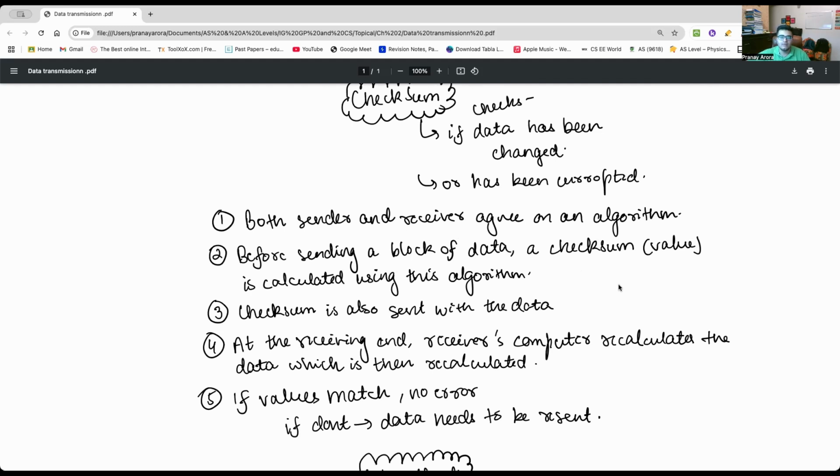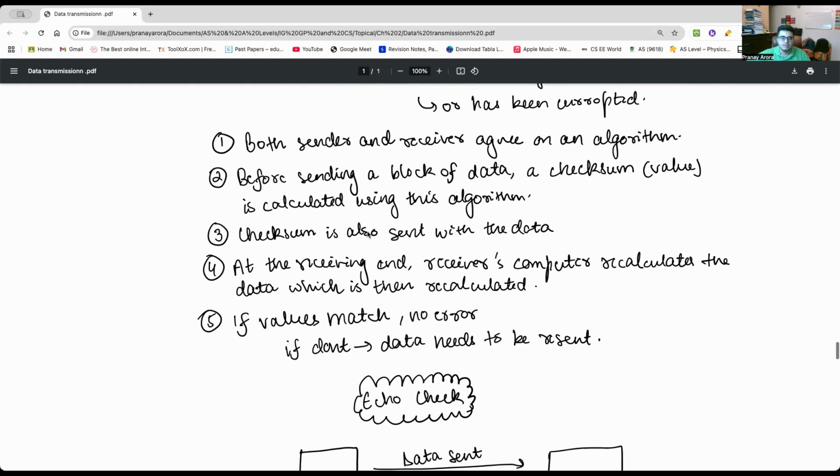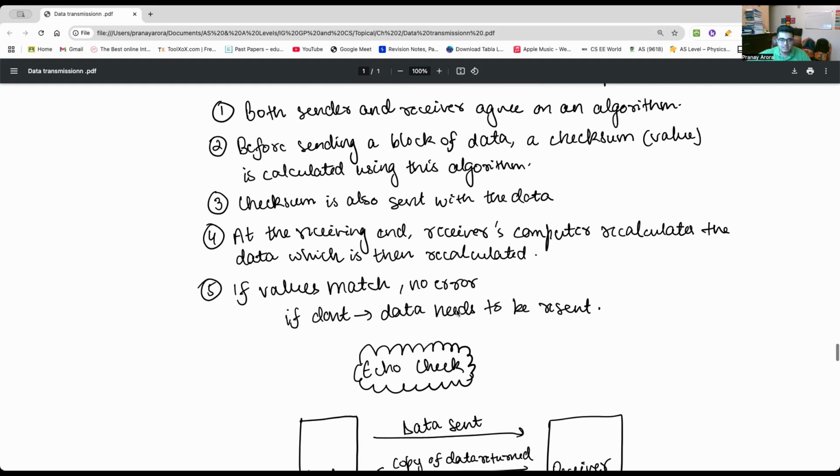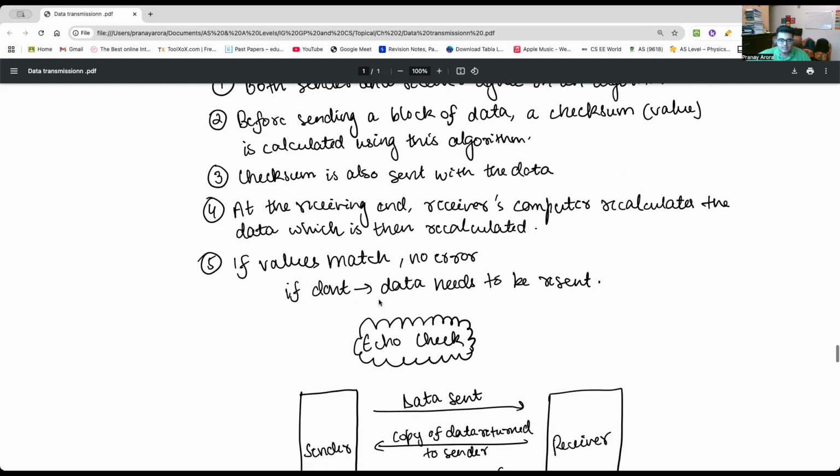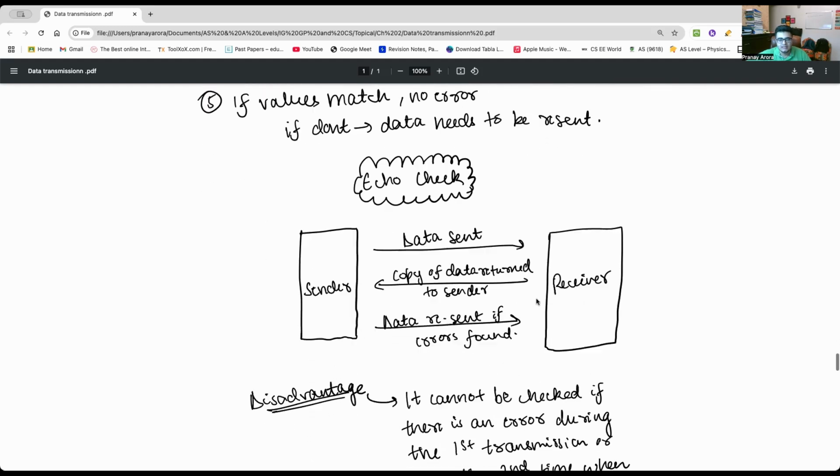The sender will first calculate, before sending this data, the checksum using that mathematical algorithm. So the checksum is also sent with this data. Now the receiving computer will recalculate using the same mathematical algorithm and it will compare with the sender's calculation. If the values match, then there is no error. If they don't match, then there's an error and the data needs to be resent.